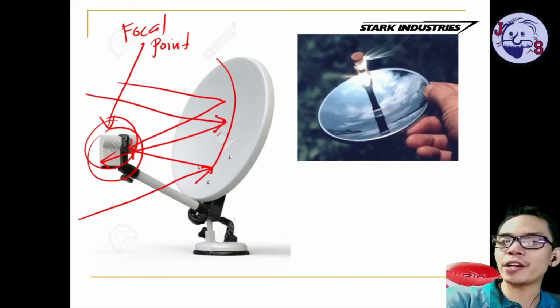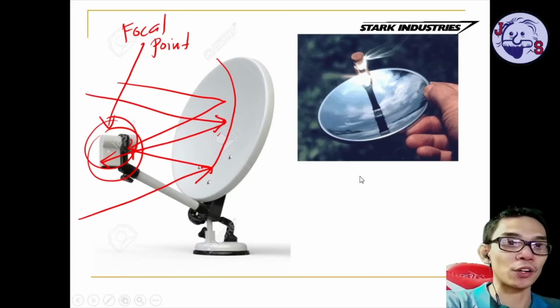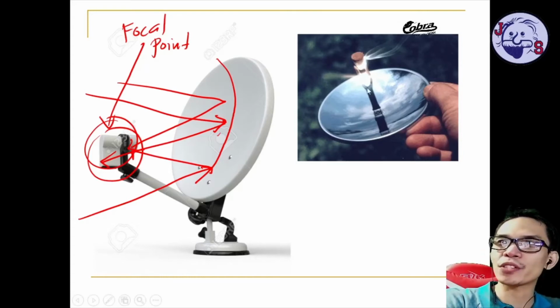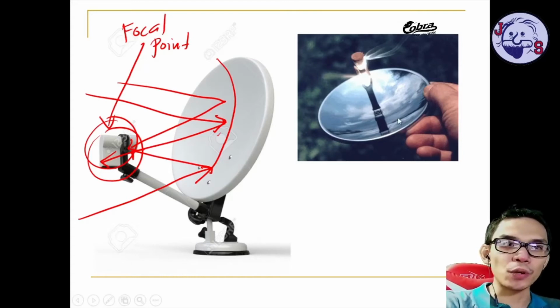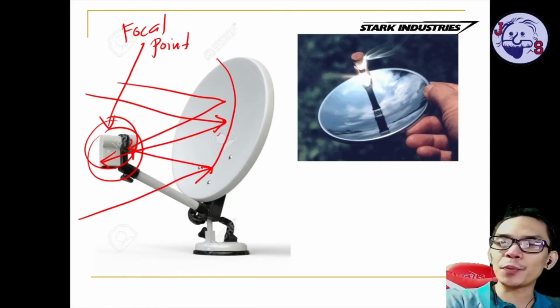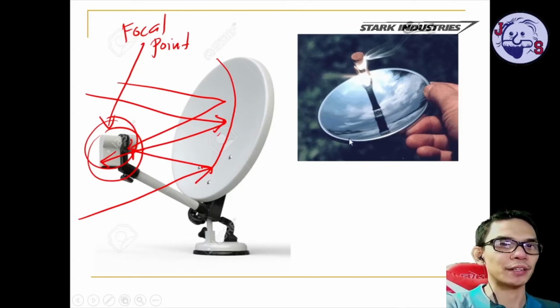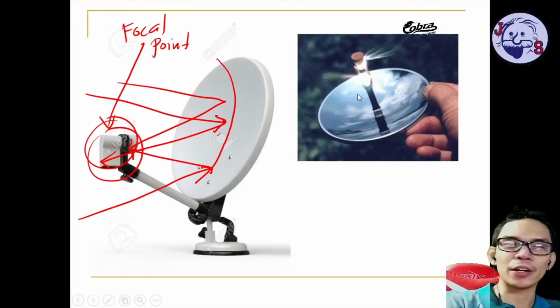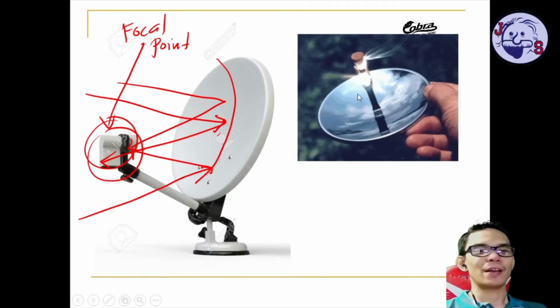Next, another application of the concave mirror is the solar cooker or solar fire starter. In case you are in survival mode in a forest and don't have any matches, with the use of sunlight, you can burn a combustible material using this solar fire starter. This is a parabolic mirror, a concave one.